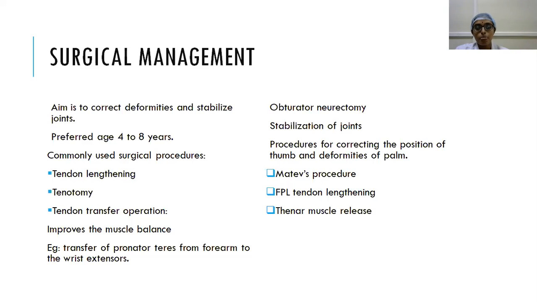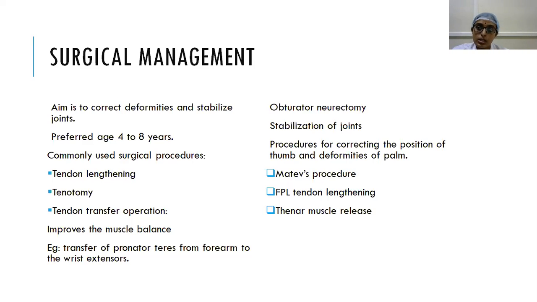Tenotomy is also done. And tendon transfer operations, like I have explained before. For example, transfer of pronator teres from the forearm to the wrist extensors. We have seen that in upper limb cerebral palsy, the most common deformities encountered are flexion at the wrist joint, pronation of the forearm, and flexion at the elbow joint. Suppose the pronator teres is released, this pronation deformity is corrected. And by transferring that pronator teres to the wrist extensors, this flexion deformity will also be corrected, because since it is working, there will be some extension at the wrist joint. So that is one of the examples.